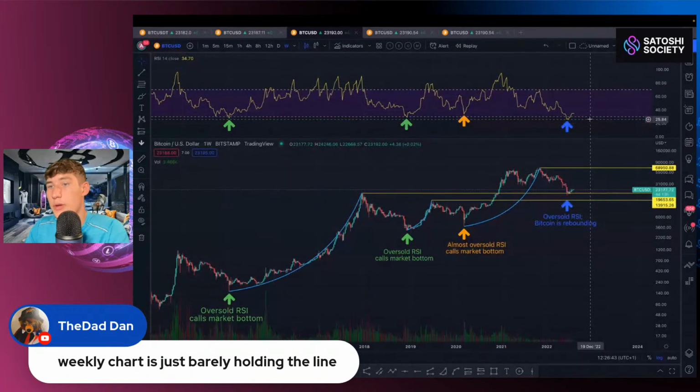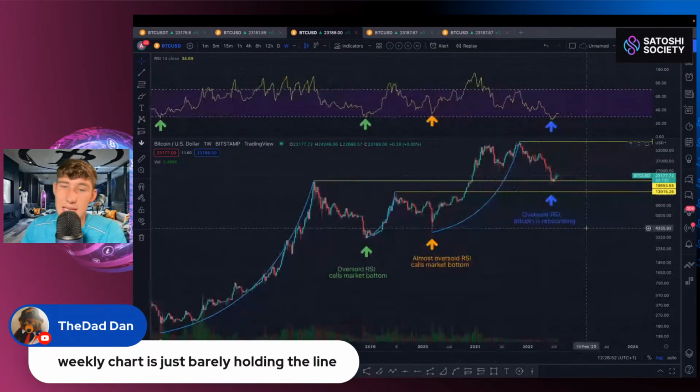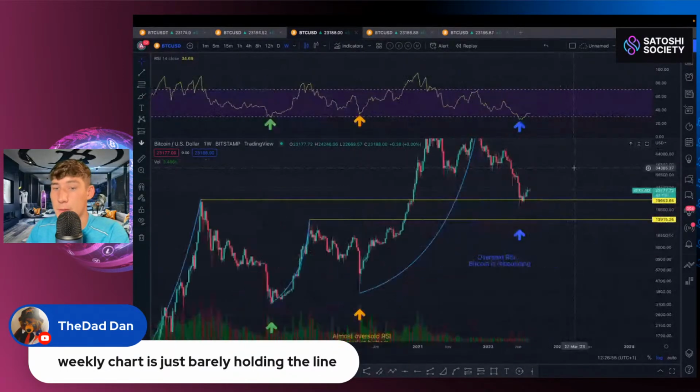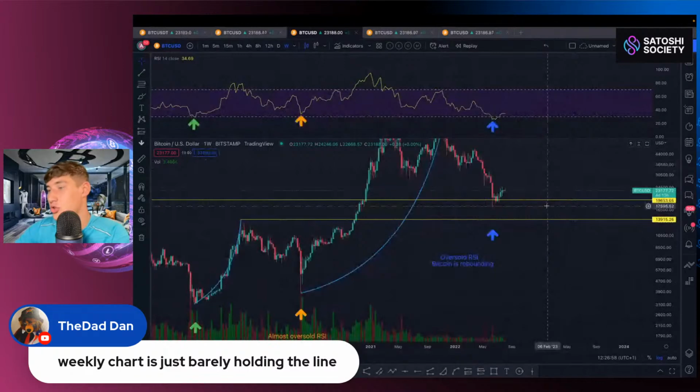We have dipped below 30. We came to around 25. So looking back at history, we are meant to have a massive pump from this level. But obviously, these indicators can't be right 100% of the time. But it is a possibility that the $17,500 level was the bottom, and this chart does indicate that.